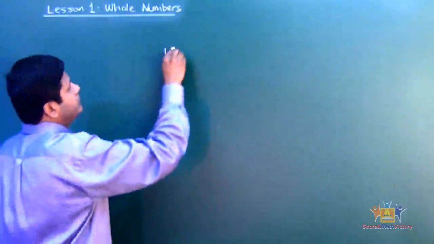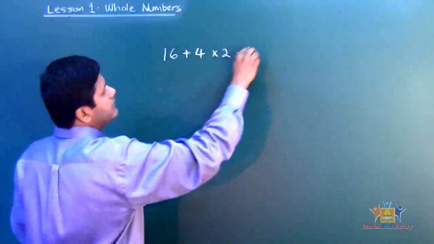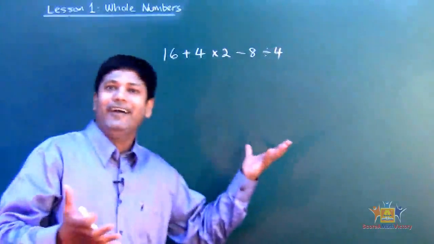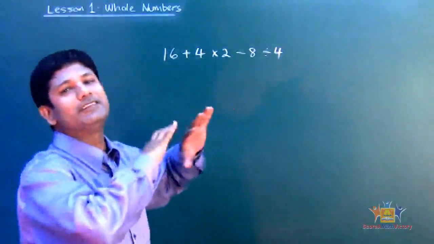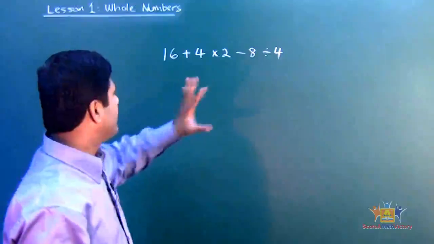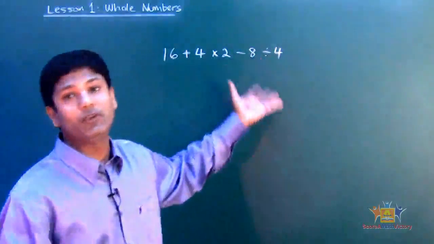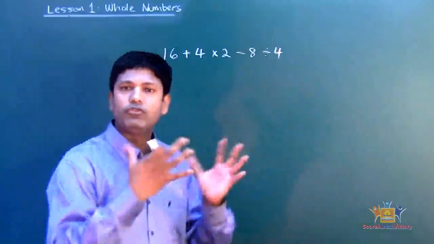Let's say, for example, I were to give you a problem like this: 16 plus 4 times 2 minus 8 divided by 4. Look at that. It looks scary, isn't it? Don't worry, at the end of this lesson it's going to be a piece of cake. But look at all the operations: I've got addition, multiplication, division, and subtraction in there. Which one should go first? That's where the rules come in.